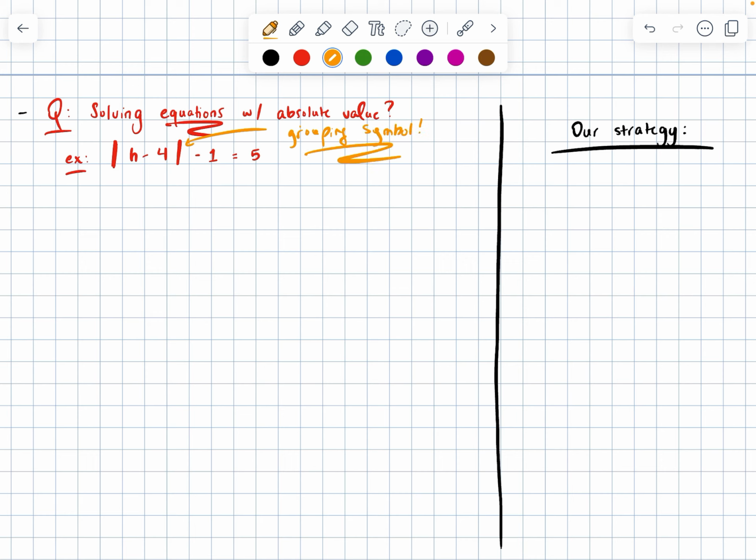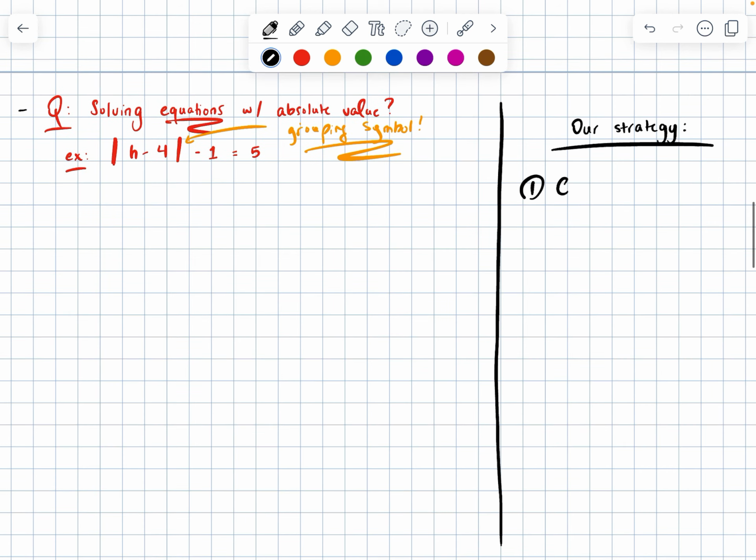And what that tells me is that I can't get rid of the -4 attached to the h until the absolute value bars go away. So I need to find a way to get absolute value gone. And that happens, as we saw above, when I can get absolute value by itself. So step 1 of my strategy should be to get my absolute value bars alone. I want to get them by themselves.